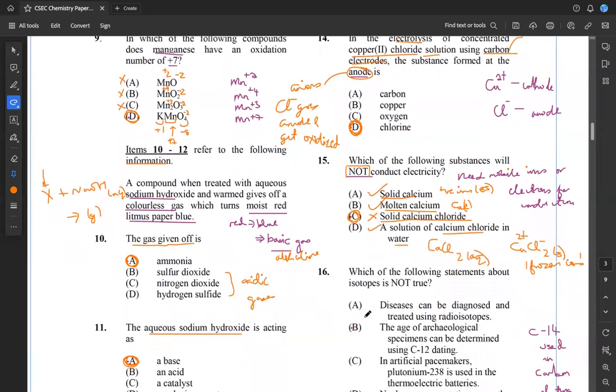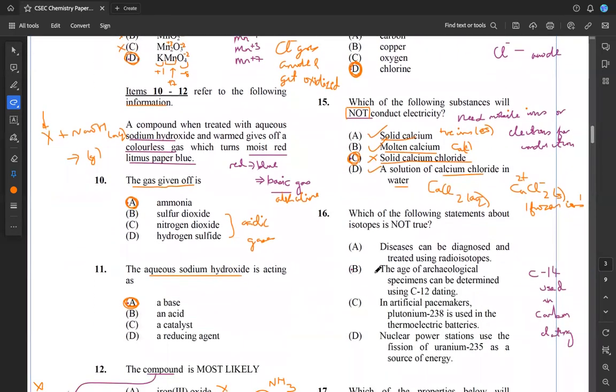Okay? All right, so moving down to 16 now. 16 says, which of the following statements about isotopes is not true? Right? Diseases can be diagnosed and treated using isotopes. That's true, right? This is true because we know that we treat thyroid diseases, cancer, and all these different things using radioisotopes or radiotherapy, right?